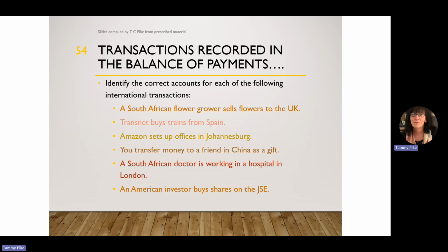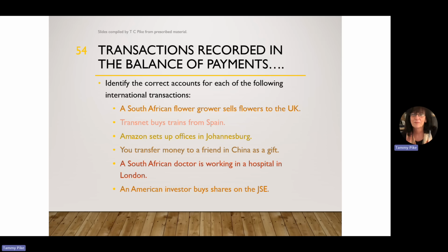A South African flower grower sells flowers to the United Kingdom. Think for a moment. All right. You should be able to tell me it is the current account and it would be merchandise exports. Although we think of a flower as somewhat more delicate than merchandise, it is merchandise because it's not a service that we're sending. It is an actual product. So that would be current account, merchandise exports.